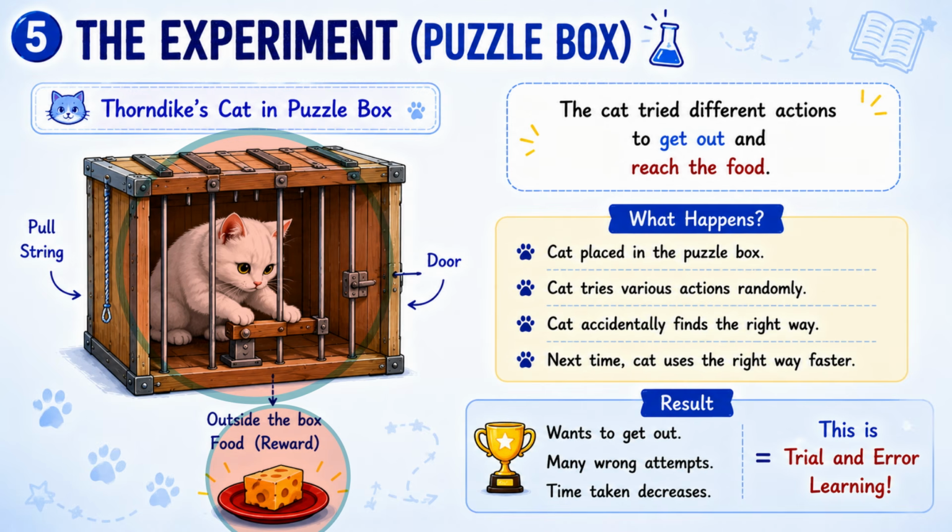After several unsuccessful attempts, the cat accidentally pulled the correct string or pressed the correct mechanism and the door opened. The cat immediately came out and got the food as its reward. Thorndike repeated this experiment several times with the same cat. Interestingly, with each new attempt, the cat made fewer mistakes and escaped more quickly.